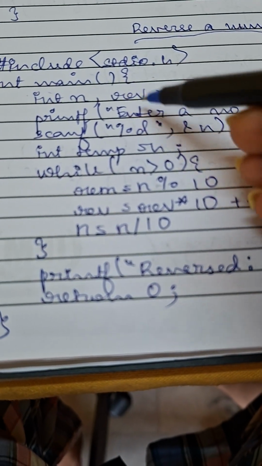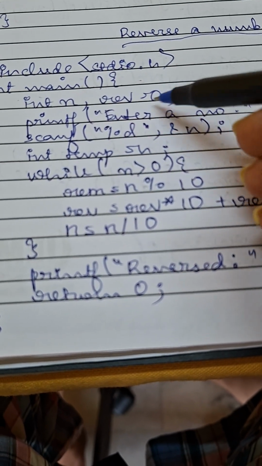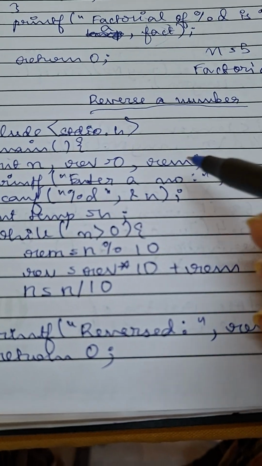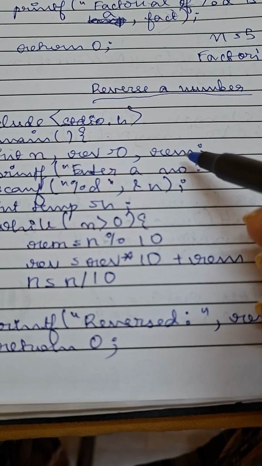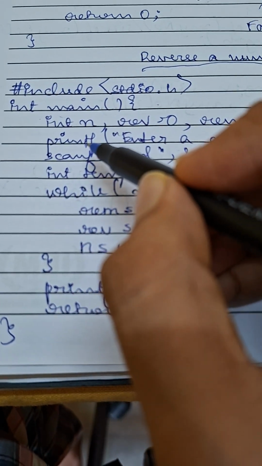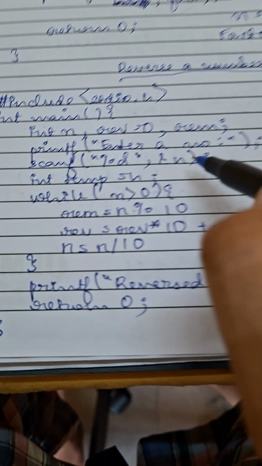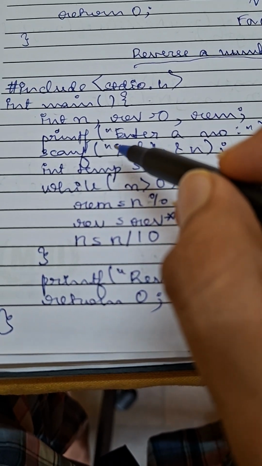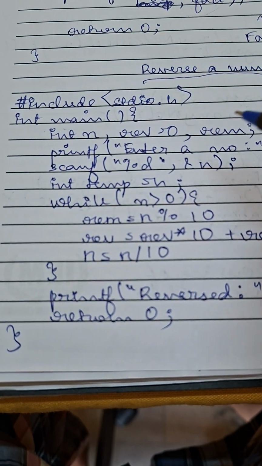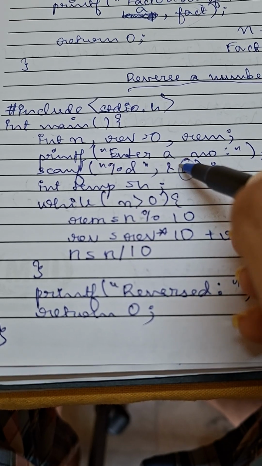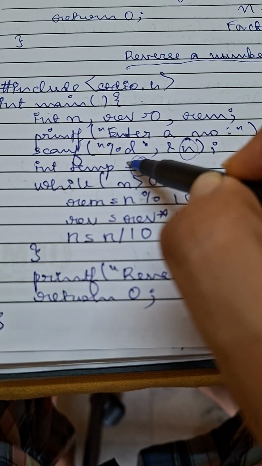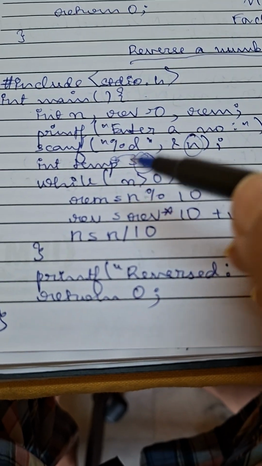This is the reverse. In reverse we will do addition, so we are taking 0, unlike the factorial one where we were multiplying. Rem is the remainder, this is for the last digit. We're taking out the last digit. Printf, enter a number, asking the user to enter the number. Now we use scanf to allow the user to do so. Again we are storing the original value of n in a temporary variable called temp.